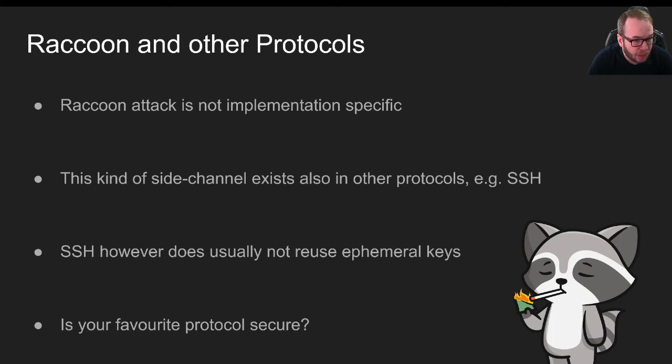Okay, so the Raccoon attack also interacts with other protocols. We are TLS people, so we mostly focus our analysis on TLS, but it's actually not very TLS specific. It can also work perfectly fine in other protocols. For example, we looked at SSH, and SSH also does strip leading 0 bytes. Fortunately, SSH does not reuse ephemeral keys. The SSH developers are a little bit more paranoid since the servers are on the line, so they do not take these shortcuts. So SSH is probably secure against the Raccoon attack. But your favorite protocol might not be.